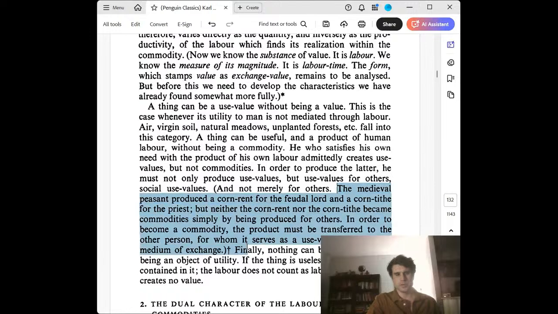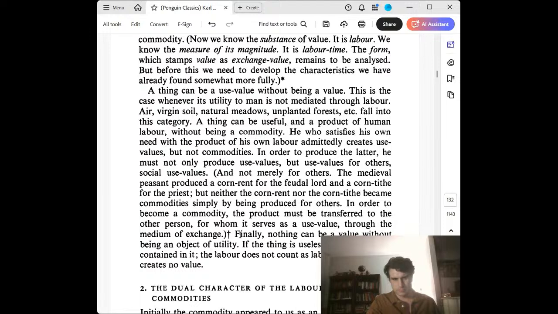Yeah, I wonder too, at the same time, it seems like we can measure the value of these things using the value form. Like you can say, well, this is how much of that labor time is expressed in the corn that's appropriated by the landlord or the feudal lord.